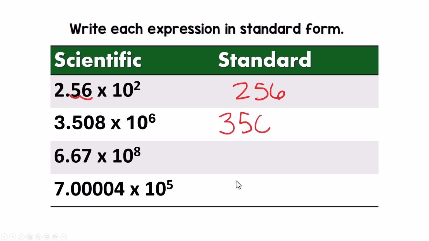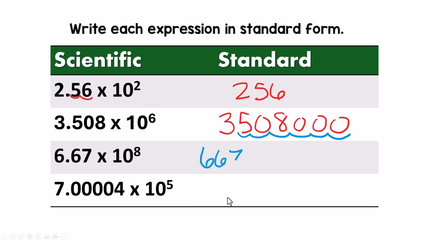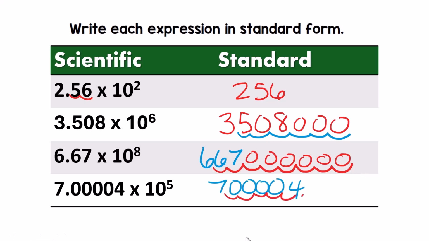So for 3.508 times 10 to the 6th, this decimal has to get moved 6 places. So I'm going to start by just writing the number and then put my little loopy loopies in there so I can see how many zeros I need. This turns out to be 3,508,000. 7.00004 times 10 to the 5th is also going to be a very large number. And so I write the number first, and then I put the loopy loopies in so I can see how many zeros I need. You just move the decimal place 5 places, and we end up with 700,004.